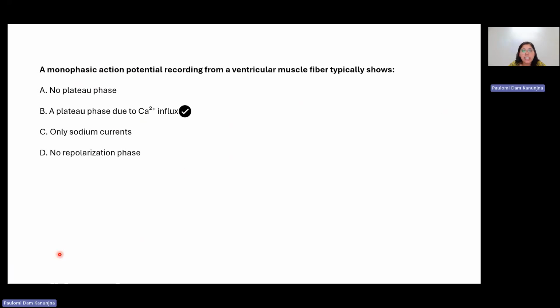Okay, let me give you the answer and then explain. A monophasic action potential from ventricular muscle fiber shows a plateau phase due to calcium 2 plus influx. What does it mean? It basically means that ventricular muscle fibers exhibit a prolonged plateau phase that we know of, and it is because of sustained calcium influx, right? But the key here is that it is from a ventricular muscle fiber, not from a pacemaker.